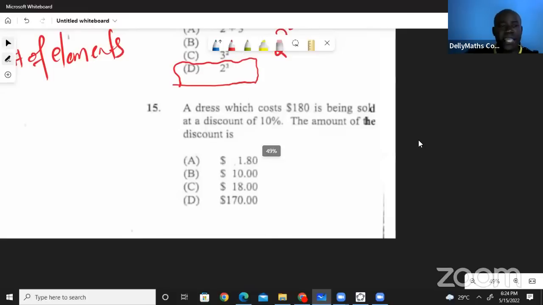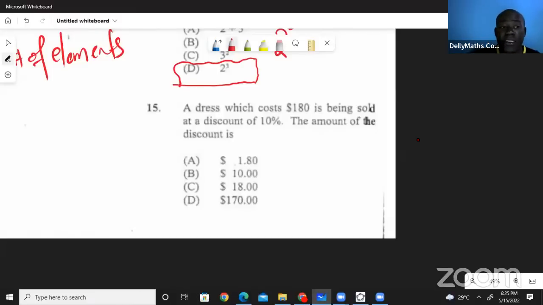Number 15 says a dress which costs $180 is being sold at a discount of 10%. The amount of the discount is what? So we don't want to know what you're going to pay for it. We only want to know the discounted amount right now. Remember that CXC builds its percentage questions on 10%. All right, it's either multiples of 10% or factors of 10%.